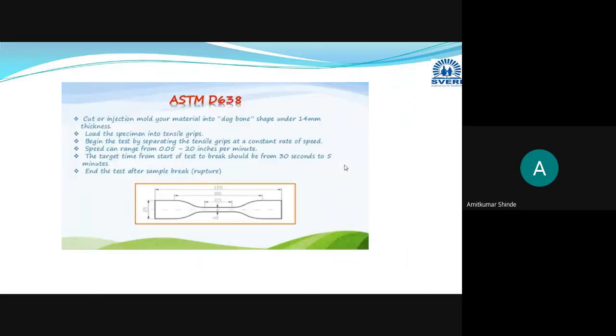Now, to conduct this test on the plastic material, here we are going to use the ASTM D638 standard. Okay, under this standard, you have to prepare the specimen in the given dimensions only. Like here I have mentioned the dimensions. As per these dimensions, you have to prepare the specimen.